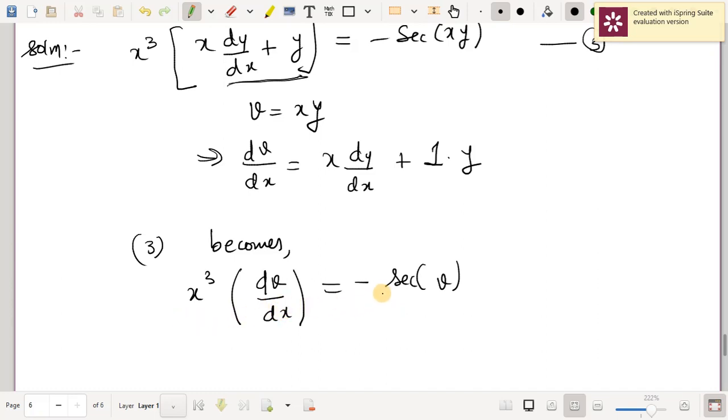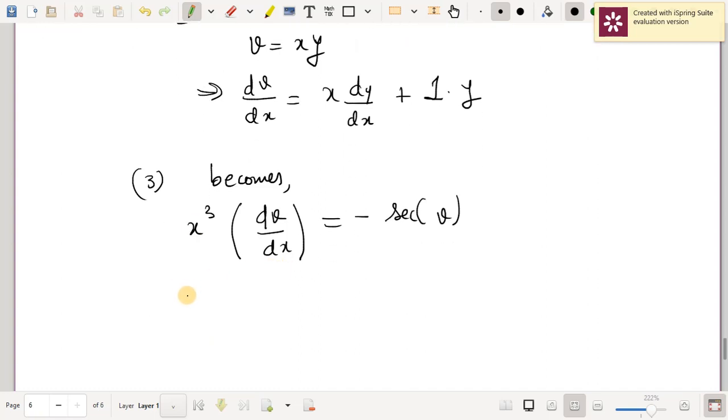Now you can very easily see that this is a variable separable form, as I can separate the variables. Just look at this. What I'll do is get the function of v with dv to one side, and the function of x to the other side. So that's same as writing minus 1 by sec of v into dv is equal to dx over here, this x cube, when it goes over there, it goes as 1 by x cube, right?